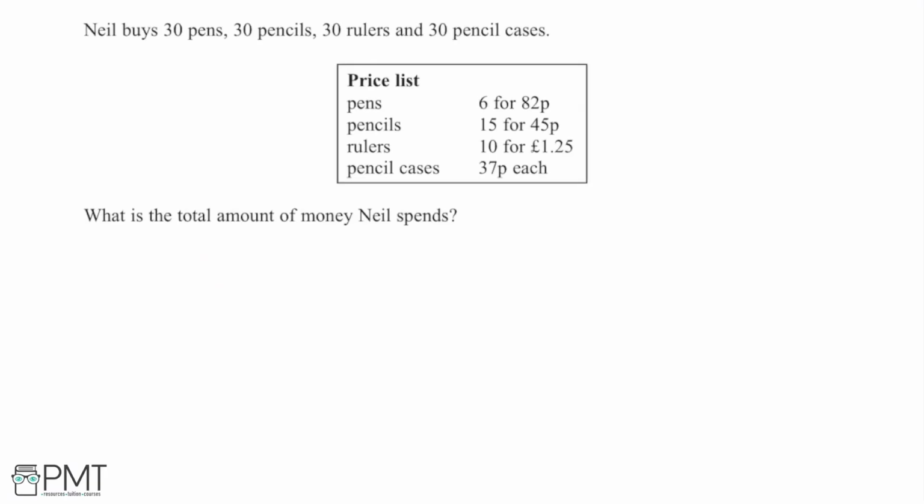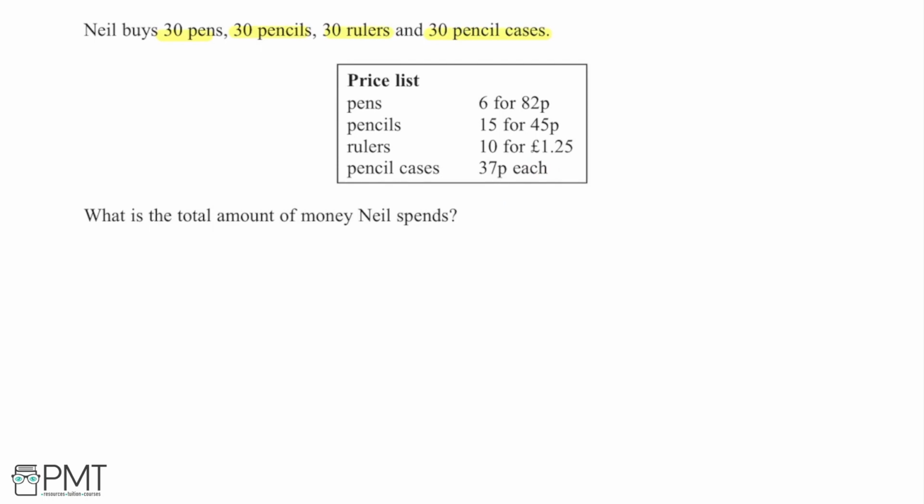So here I'm told that Neil buys 30 pens, 30 pencils, 30 rulers and 30 pencil cases. I then have a price list which tells me the prices of each of these things. So pens you can buy 6 for 82 pence, pencils are 15 for 45 pence, rulers are 10 for £1.25 and then pencil cases are at 37 pence each.